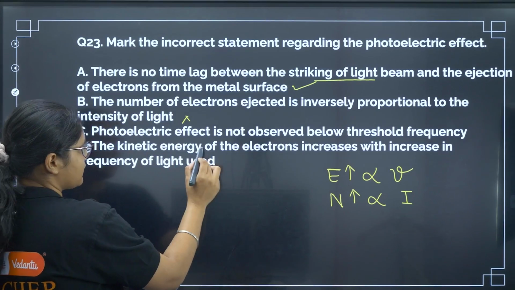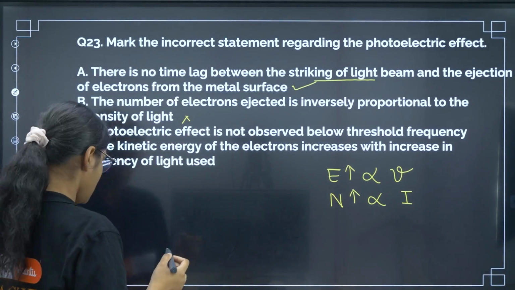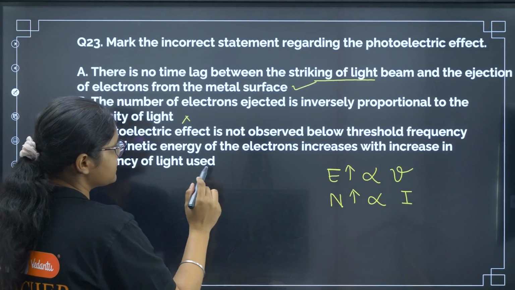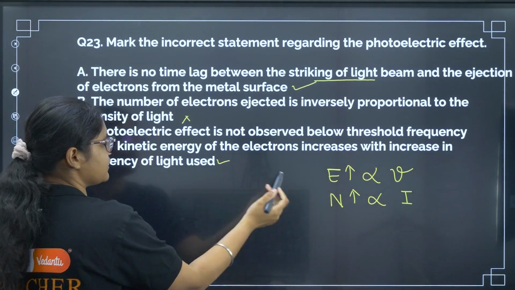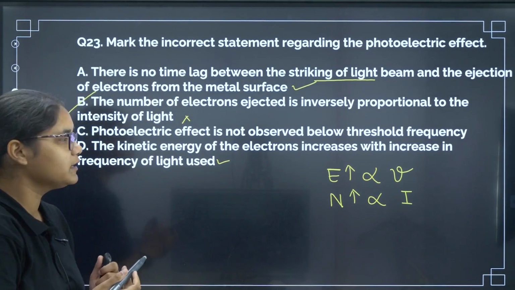Next, photoelectric effect is not observed below threshold frequency. Yes, this is also correct. Next we have, the kinetic energy of the electron increases with the increase in the frequency of the light. So the incorrect statement from the given 4 is option number B.